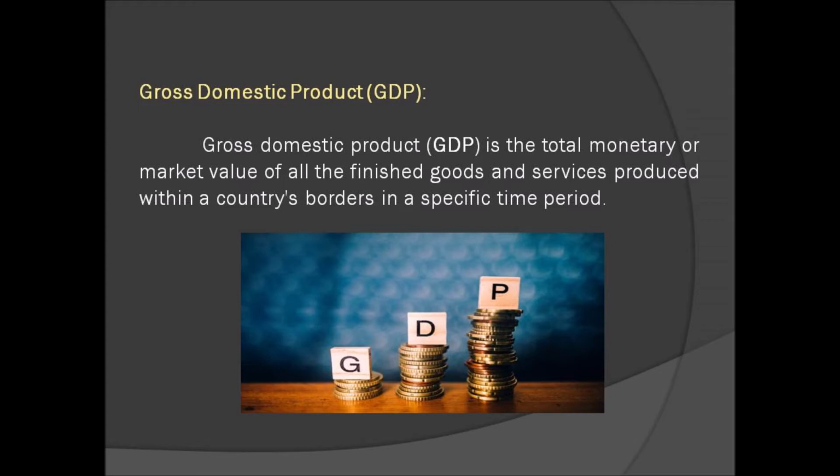For example, if we calculate the GDP of financial year 2010, then we have to calculate it from April 1st of 2010 to March 31st of 2011. So this is said to be one financial year. The second factor, as we have already told, is the time period. That is, we have to check whether the goods and services are produced within this time period.